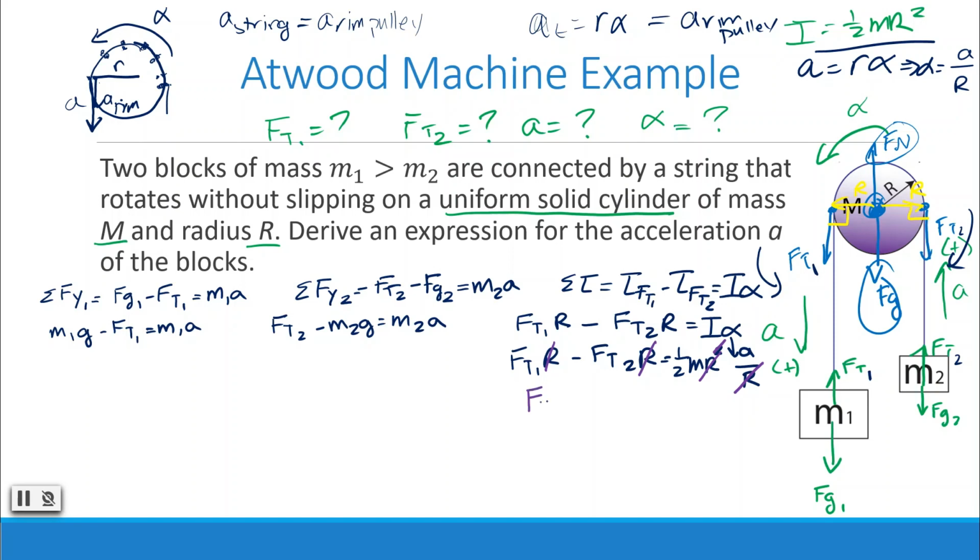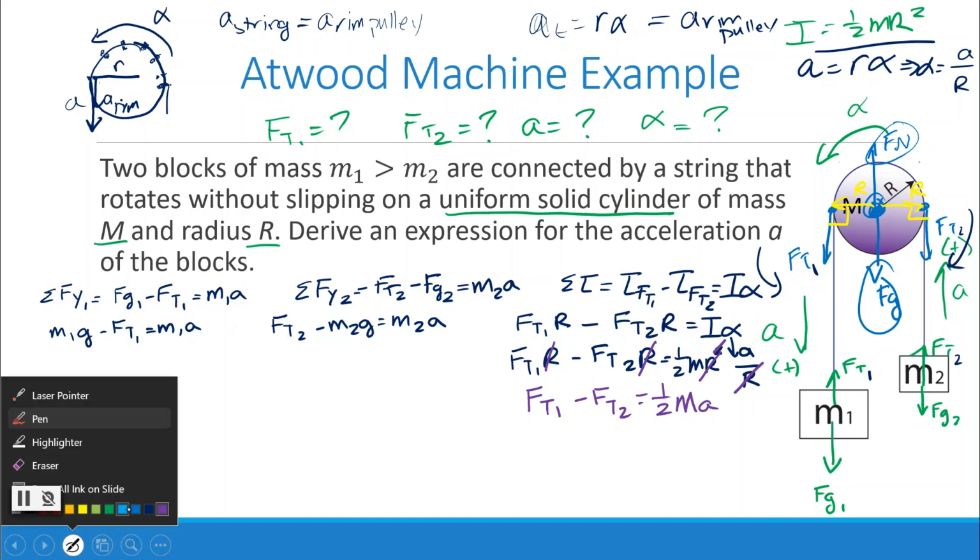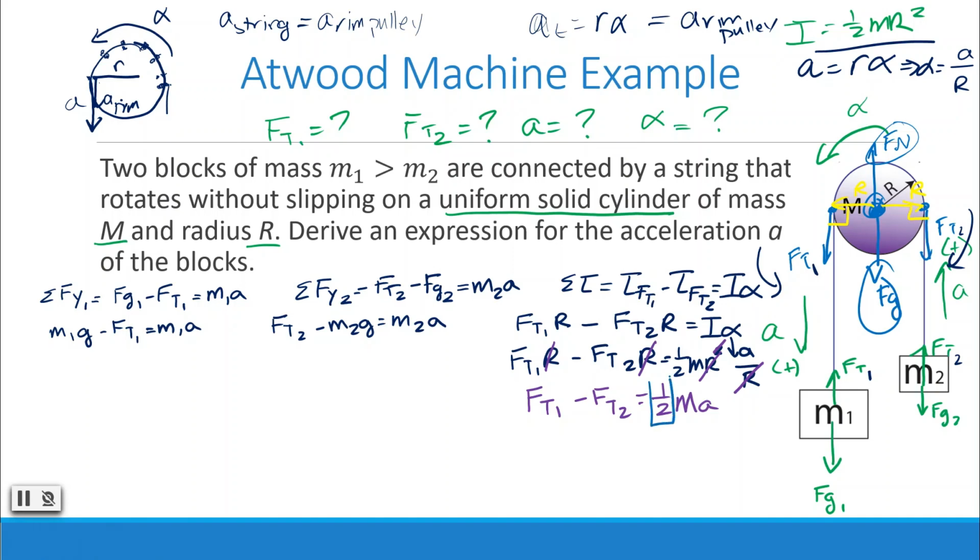This equation simplifies down into ft1 minus ft2 is equal to 1/2 m times a, where that m is the big M, it's the mass of the pulley. Now, if this was a different type of pulley, like the pulley was made out of a hoop, this coefficient right here is different depending on the type of my pulley, because that comes from my rotational inertia, but everything else in this problem is going to be the same.